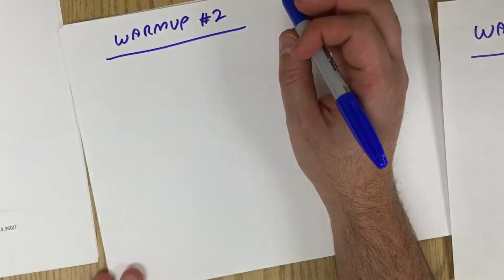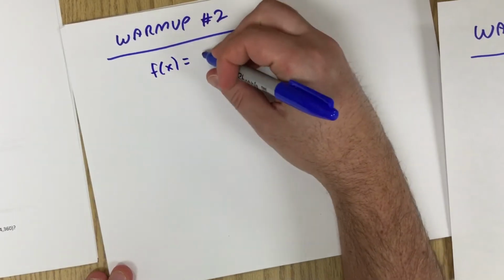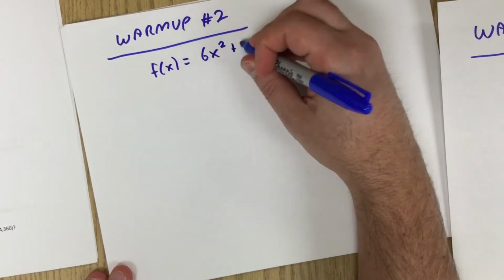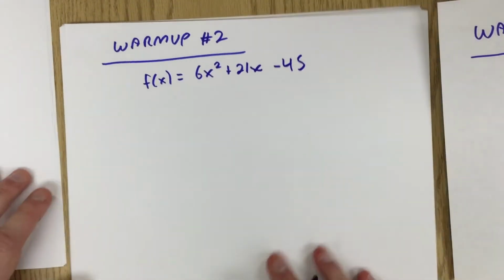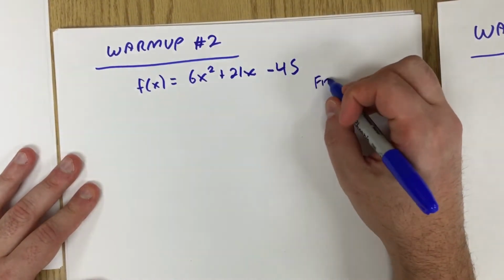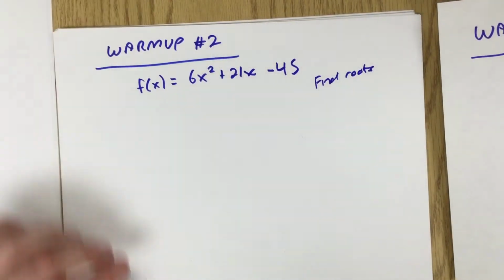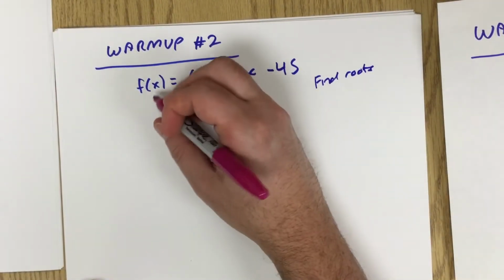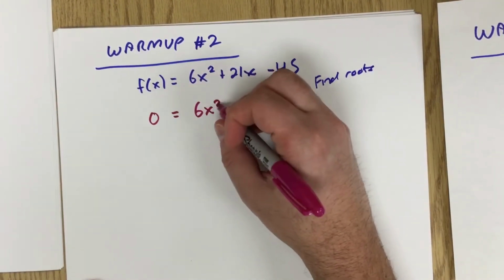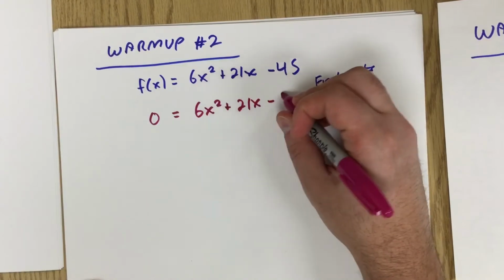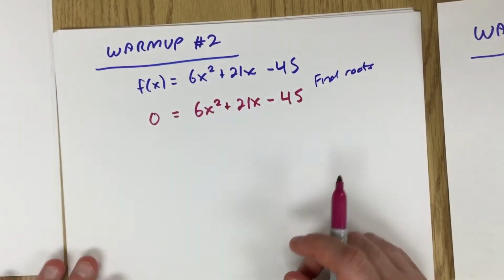Okay, warm-up number 2. So same thing, I want to find the roots for this thing. And that step I skipped over, and I seem to skip over a lot, I should be careful about that, is to find the roots, you have to make that equal to 0. And now you are able to actually solve for it.